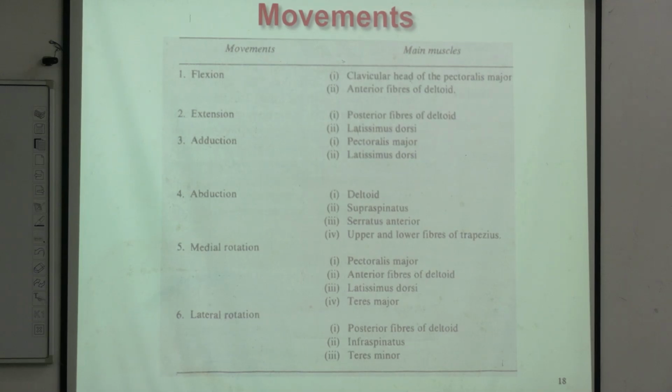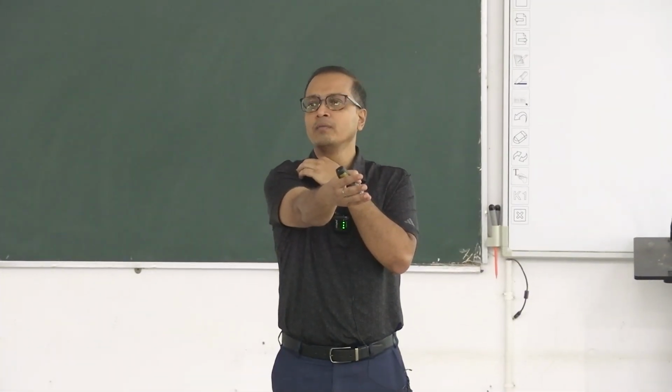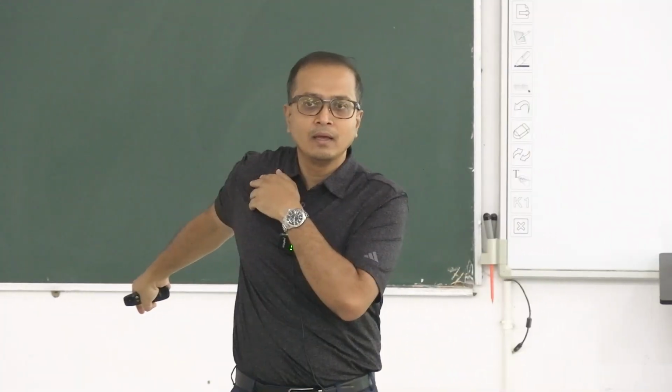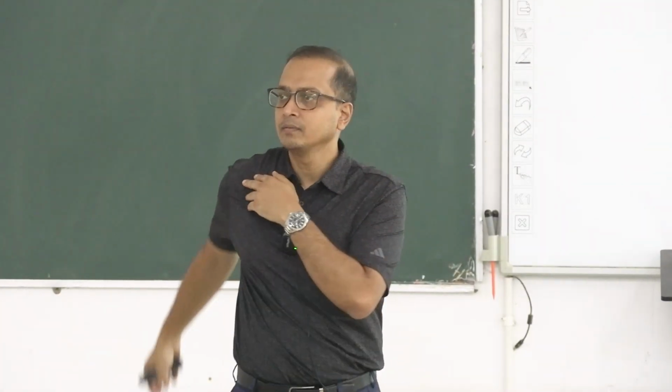So, we have to follow these movements of the shoulder joint. We have to be in the anatomical position like this, and in this position we exercise these movements. First, moving the arm forward like this is the flexion movement of the shoulder joint, and if we move it back, it would be extension. So, flexion, extension.